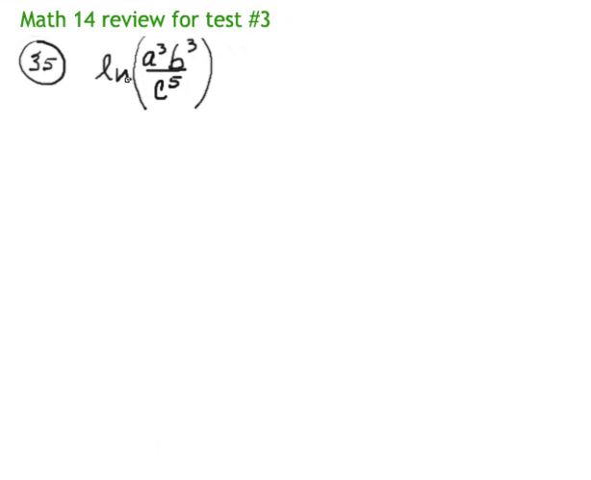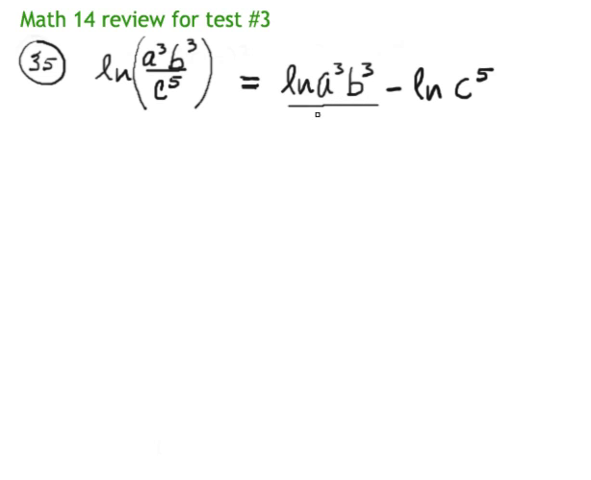In number 35, we have ln of this expression, and we want to expand using our log properties. So first we'll use the fact that the log of a quotient is the log of the top minus the log of the bottom. So let's do that. So we have the log of the top minus the log of the bottom. And now let's expand this.